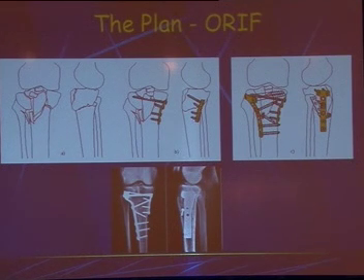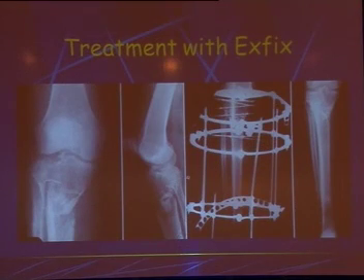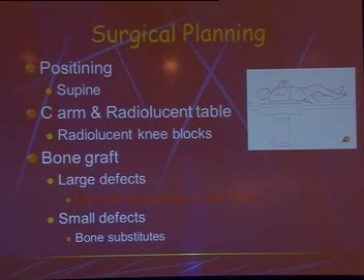Usually there is a large posteromedial fragment that has to be reduced first and stabilized with a posteromedial buttress plate, and then you can come to the lateral side and fix it. If there is a depression, it has to be elevated and bone grafted. You can also do it by hybrid fixation or by ring fixators.